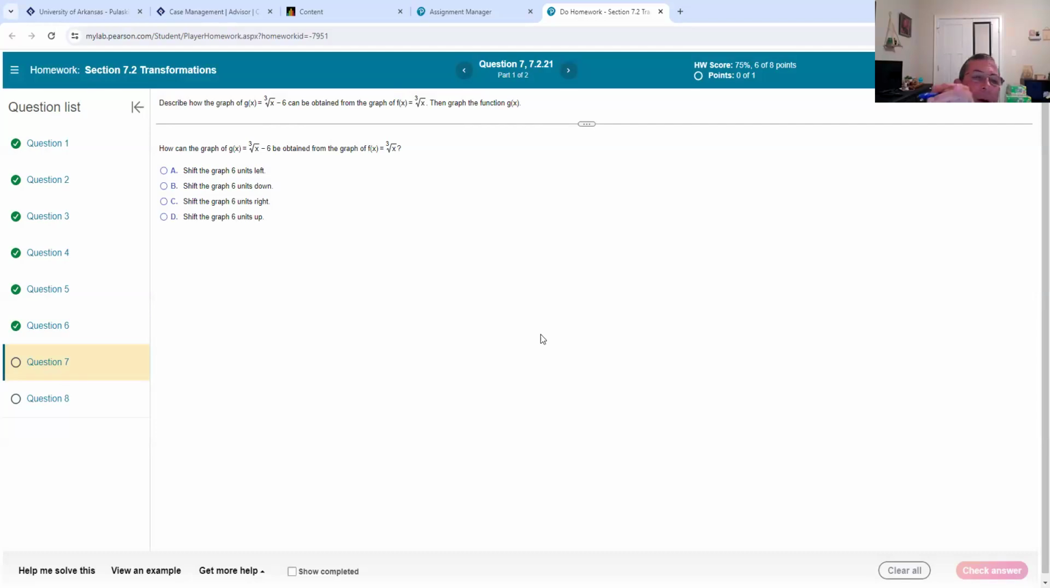All right, y'all, let's see if y'all remember what I just said about radicals. You got a cube root of x minus 6. They're telling you you're starting with a cube root of x as your basic graph. So that minus 6, is it going to shift me left 6, down 6, right 6, or up 6? And let's see, what are y'all saying? Oh, I got an up and a down.